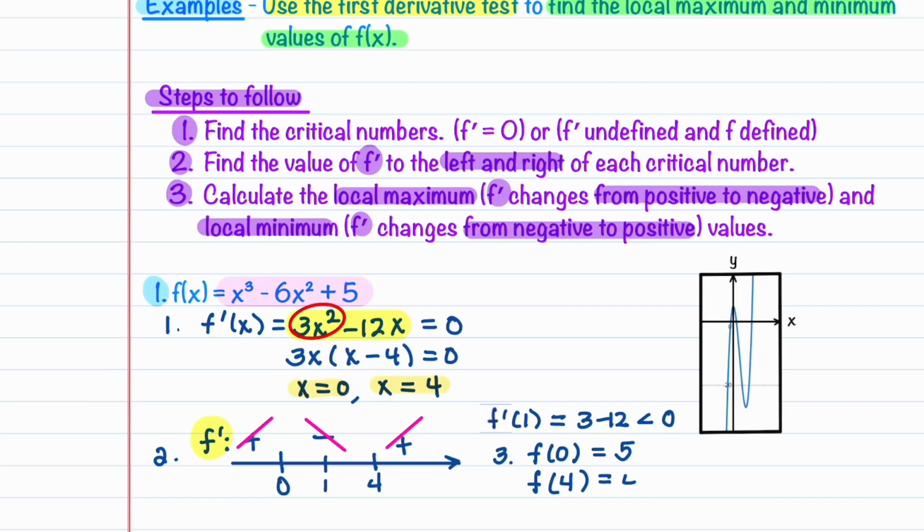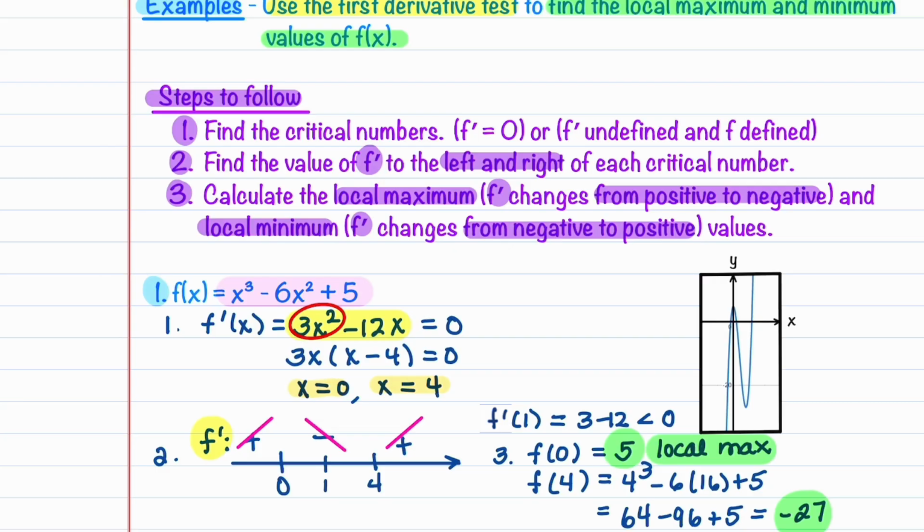And this is 4 cubed minus 6 times 4 squared, which is 16, plus 5. And that is, let's see, 4 cubed is 64, minus 96 plus 5, and that adds up to be minus 27. So for our answer, we can say that 5 is our local max, and minus 27 is our local min.